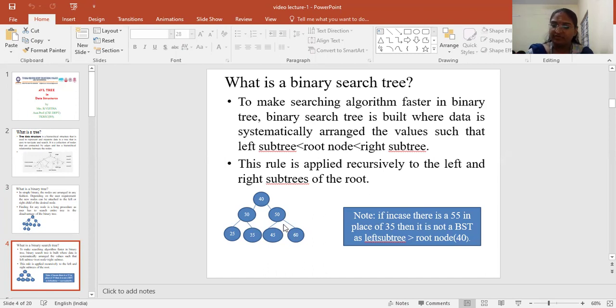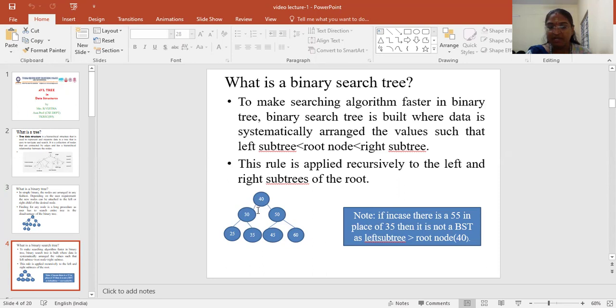Whatever root node you are taking, that root node value should be greater than the left child nodes. And coming towards the right nodes, the root node value should be less than the right side. Okay, clear? The right side nodes should always be greater for the BST. Once again, I repeat the statement: the root node value should be greater than the left children, and the root node value should be less than the right child.